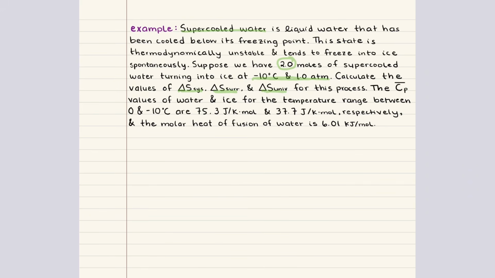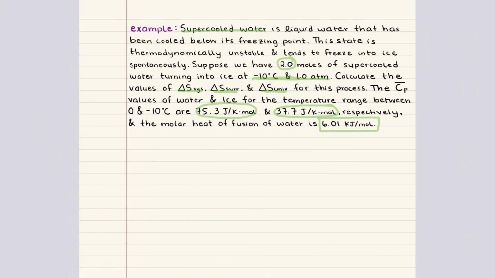The molar Cp values of water and ice for the temperature range between 0 and negative 10 degrees Celsius are 75.3 joules per Kelvin per mole and 37.7 joules per Kelvin per mole, respectively. And the molar heat of fusion of water is 6.01 kilojoules per mole. Let's organize everything before we start calculating.